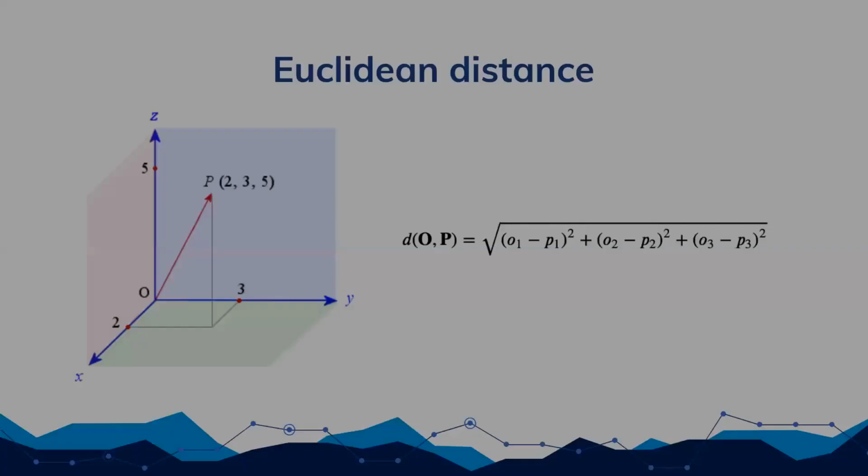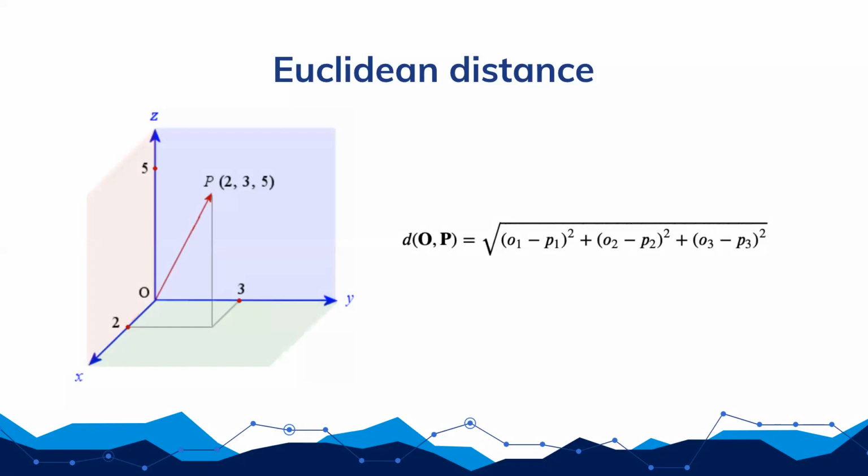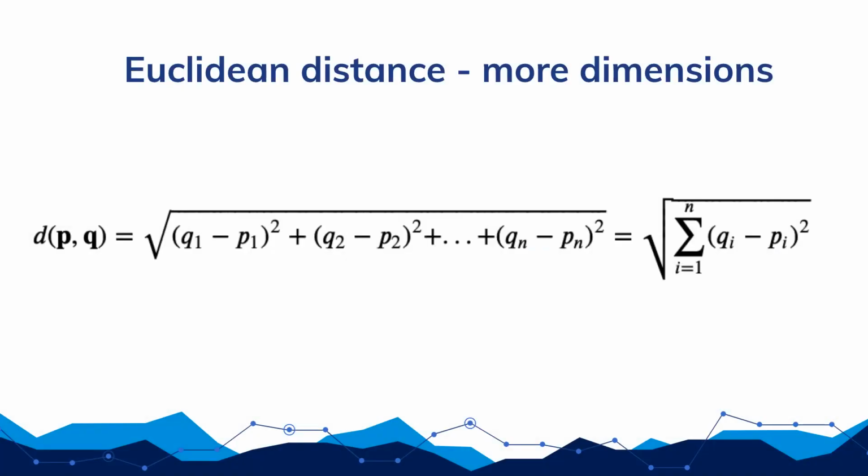We can bring in more dimensions too. You just keep those sums coming over all the dimensions, and we can compute the Euclidean distance with more dimensions. Okay, so this is very intuitive. It's as if we were to use a ruler to measure the distance between 2 points in real life, but there are other ways to do it.